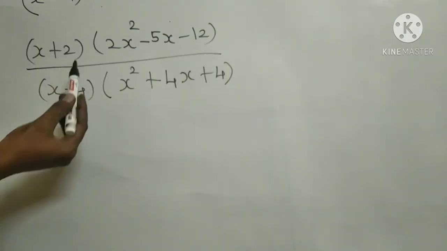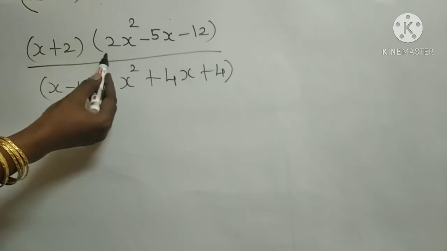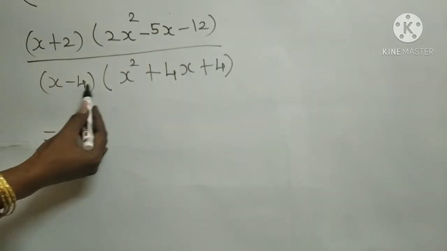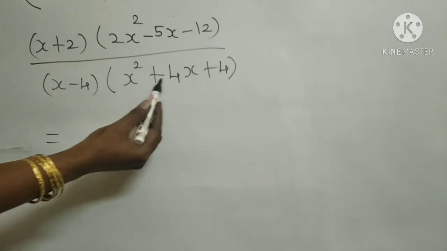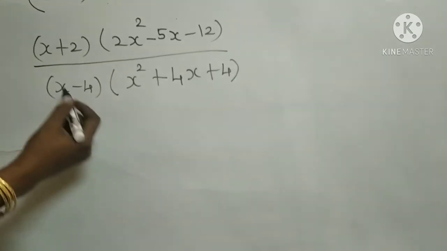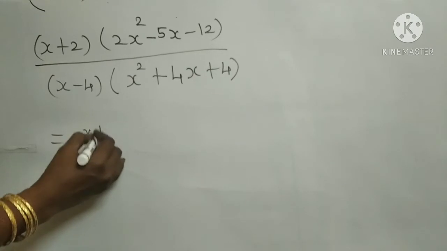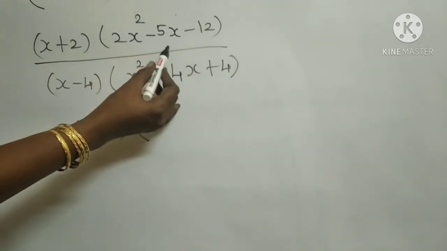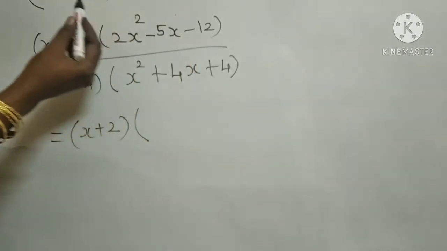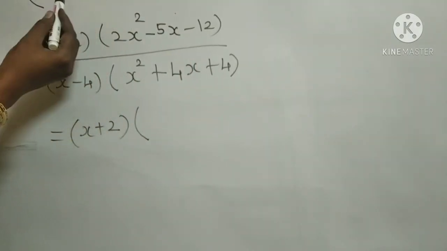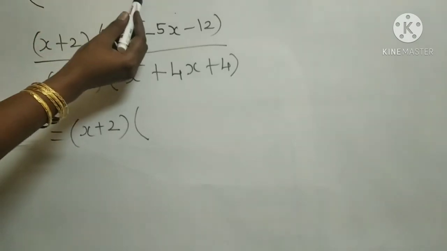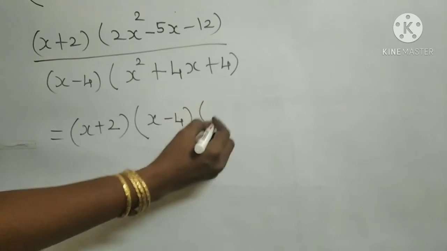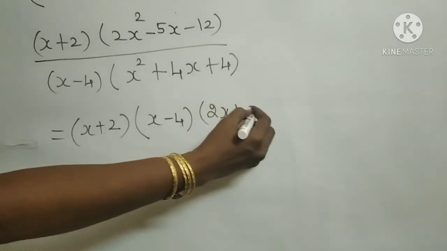Now write the given fraction: x plus 2 into 2x square minus 5x minus 12, divided by x minus 4 into x square plus 4x plus 4. So next step, first, x plus 2 into 2x square minus 5x minus 12. What are the factors for this polynomial? x minus 4 into 2x plus 3.